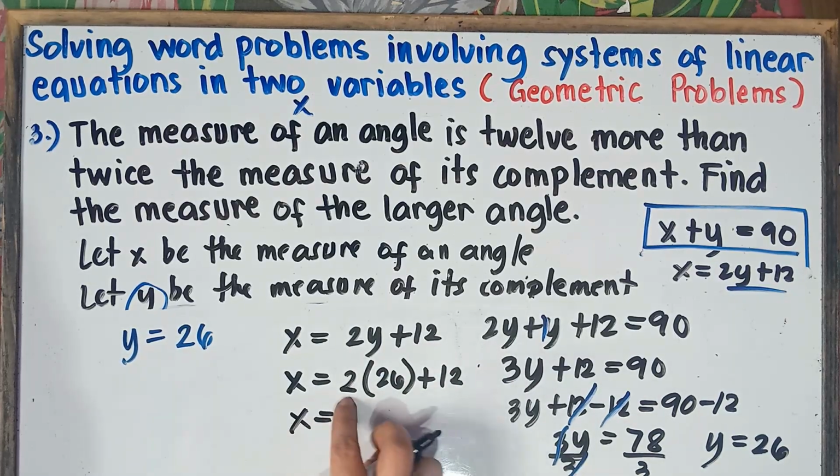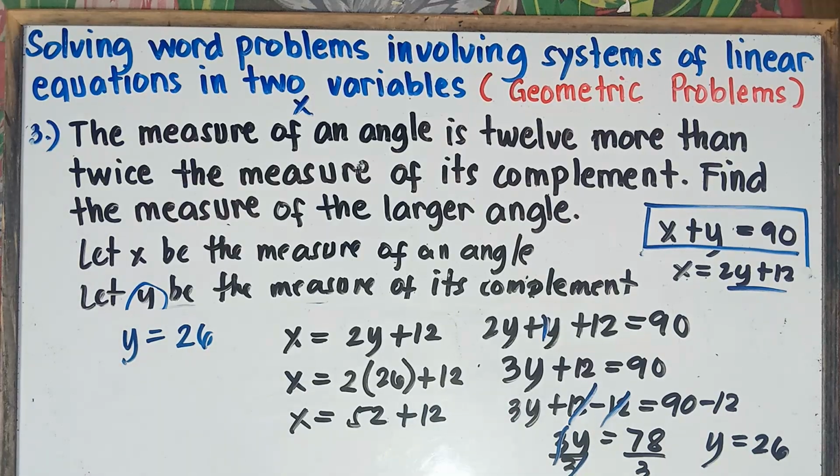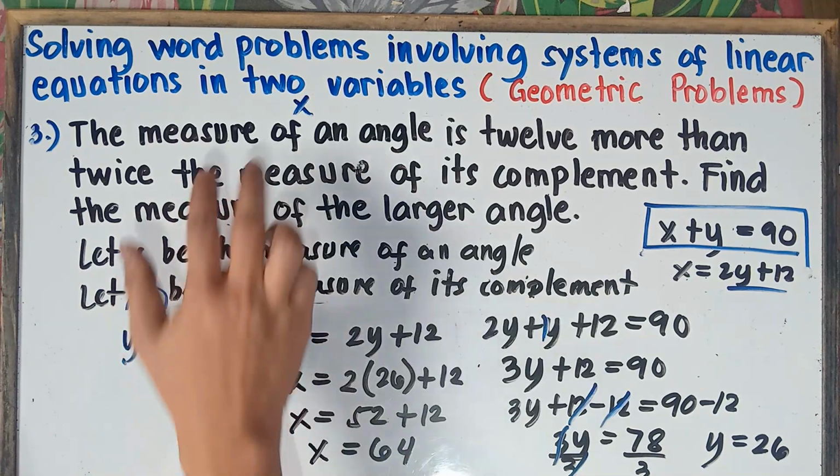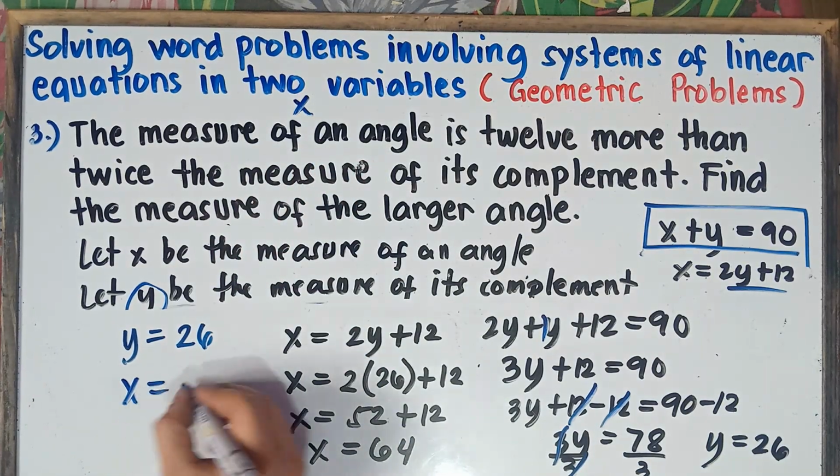So x equals 2 times 26. What's the answer, class? That's correct. That would be 52 plus 12. What's the answer, class? That's correct. That would be equal to 64. Therefore, the measure of one angle, that would be x, x is equal to 64.